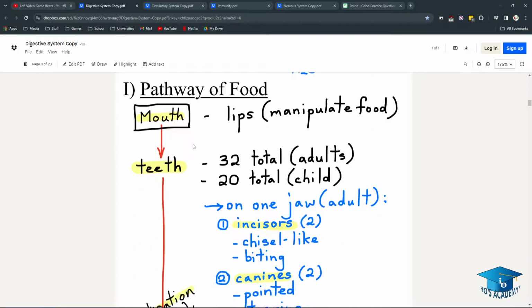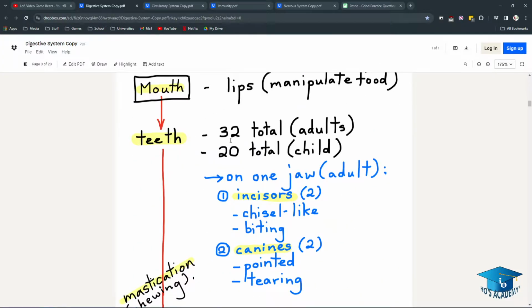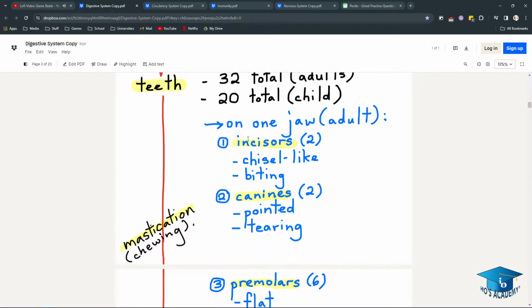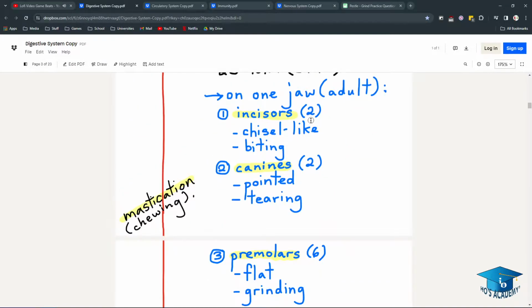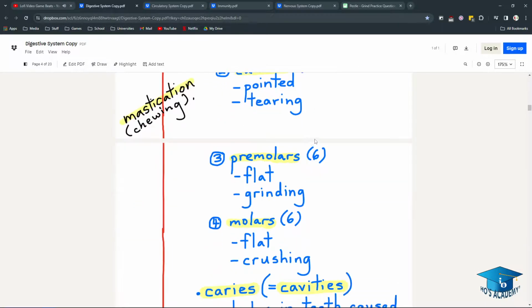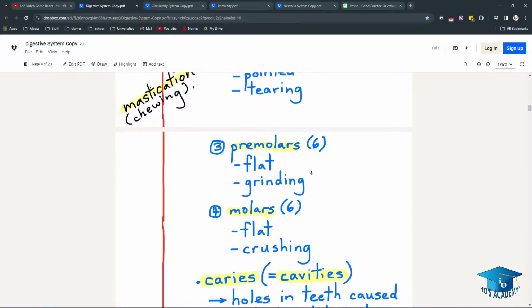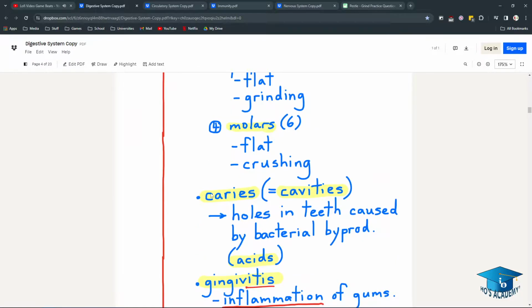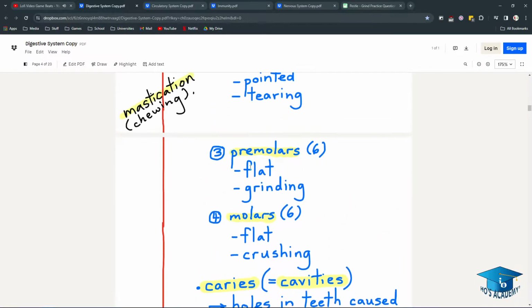So the pathway of food, you start from the mouth. Okay, honestly, I don't think you're gonna need to know that there are 20 teeth in a child or anything like that, or like these kinds of teeth, but there's 2 incisors for biting, 2 canines for tearing, 6 premolars for grinding, 6 molars for crushing, and caries are cavities.